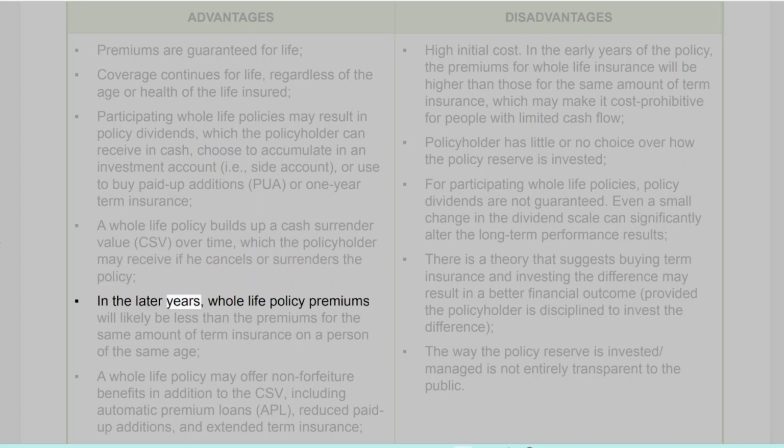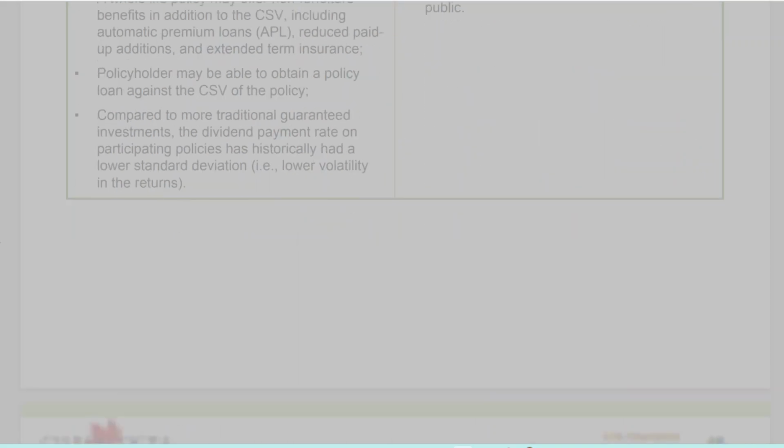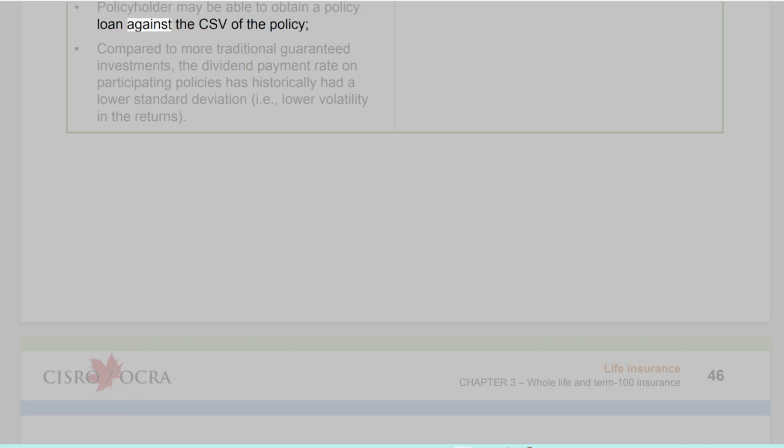In the later years, whole life policy premiums will likely be less than the premiums for the same amount of term insurance on a person of the same age. A whole life policy may offer non-forfeiture benefits in addition to the CSV, including automatic premium loans, APL, reduced paid-up additions, and extended term insurance. The policyholder may be able to obtain a policy loan against the CSV of the policy. Compared to more traditional guaranteed investments, the dividend payment rate on participating policies has historically had a lower standard deviation, i.e., lower volatility in the returns.